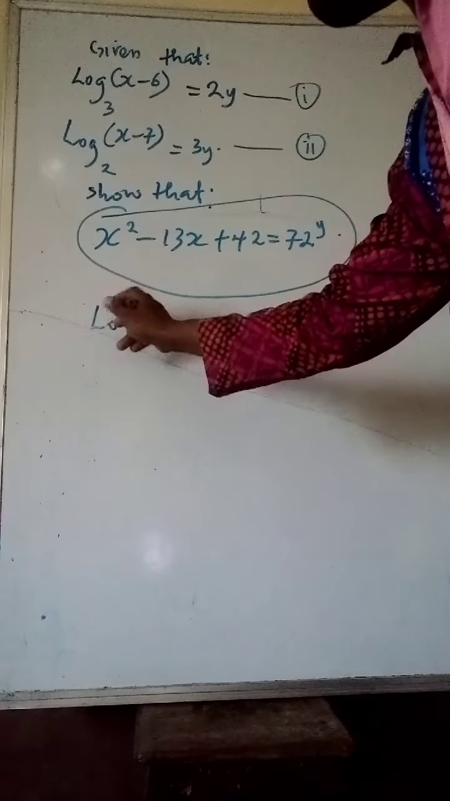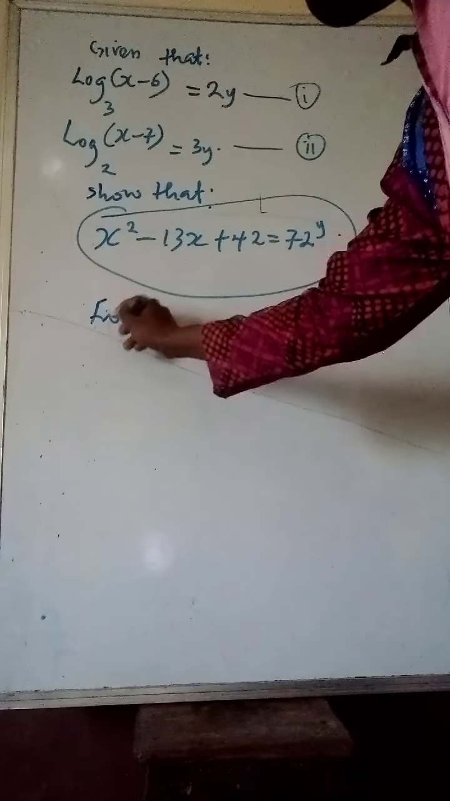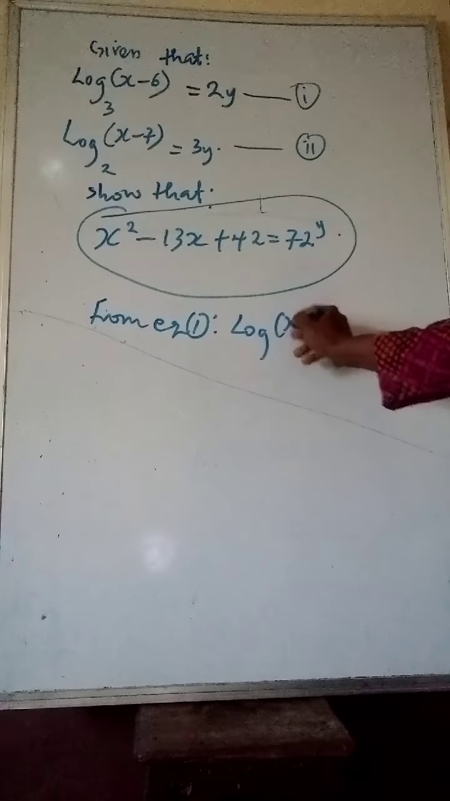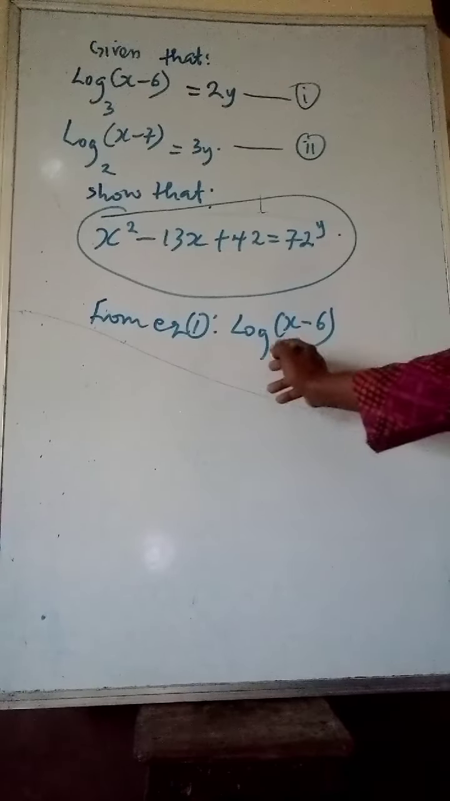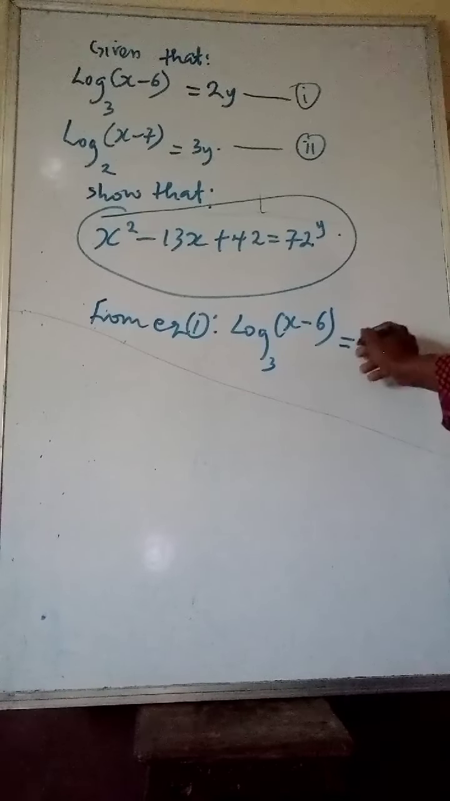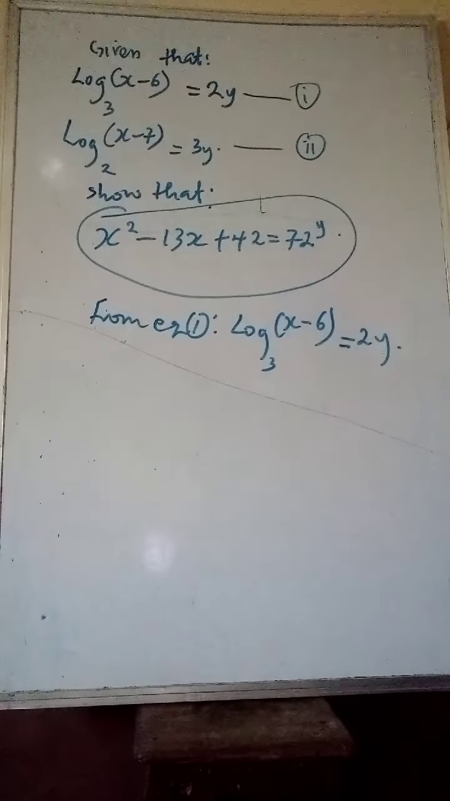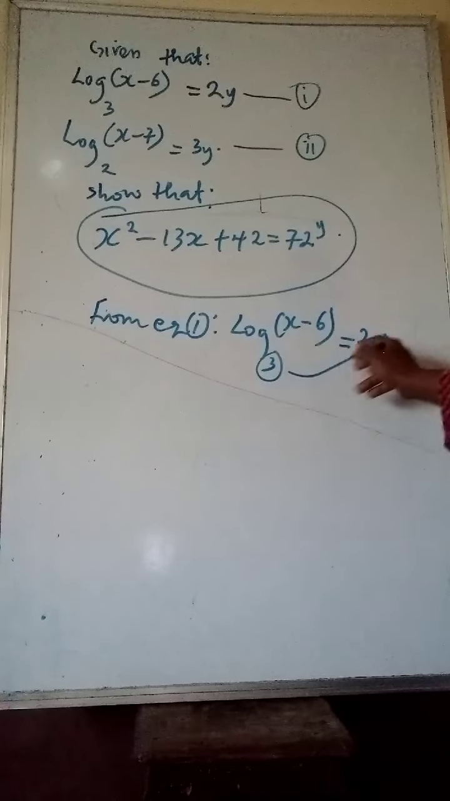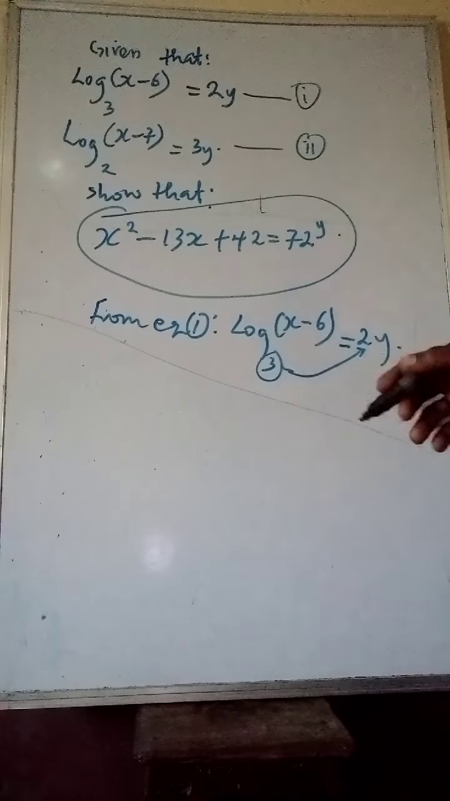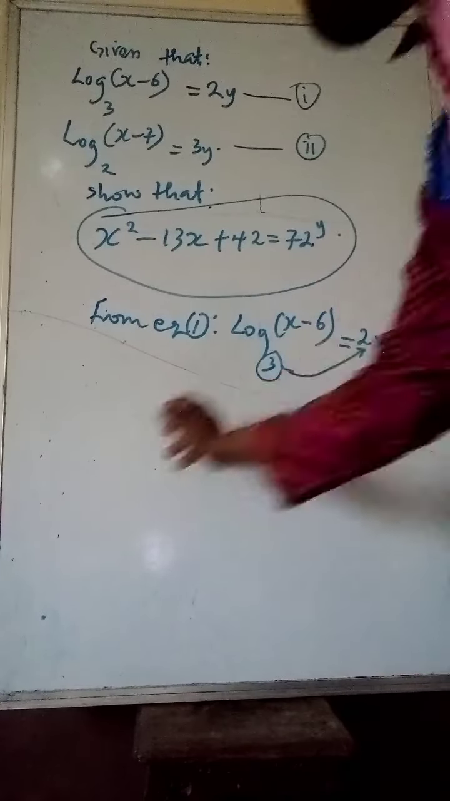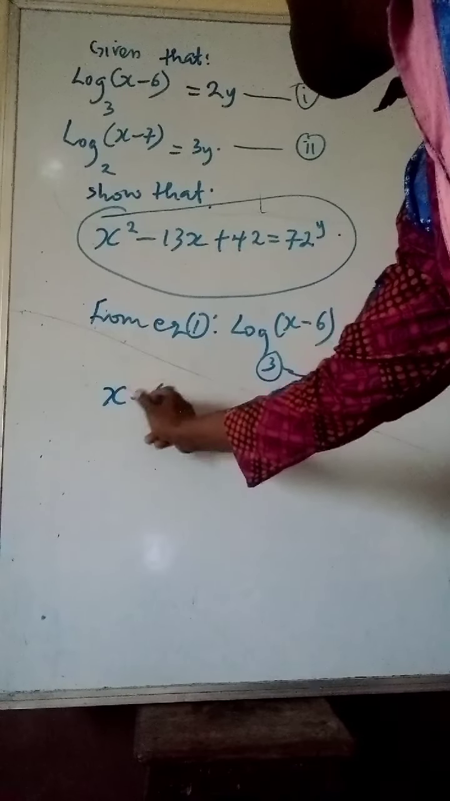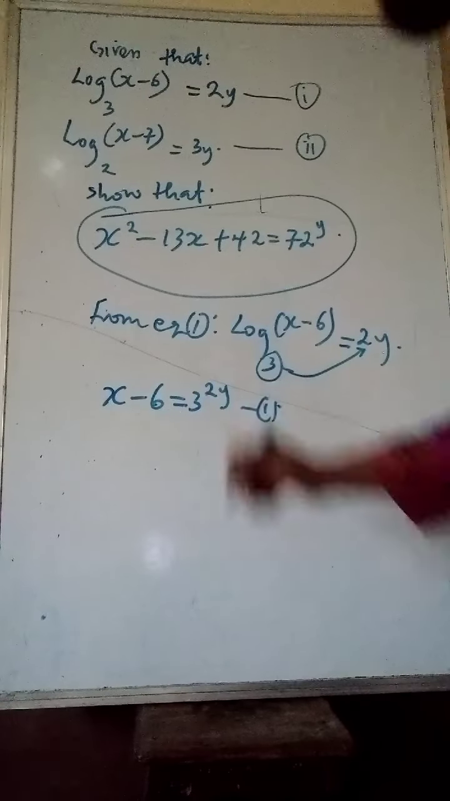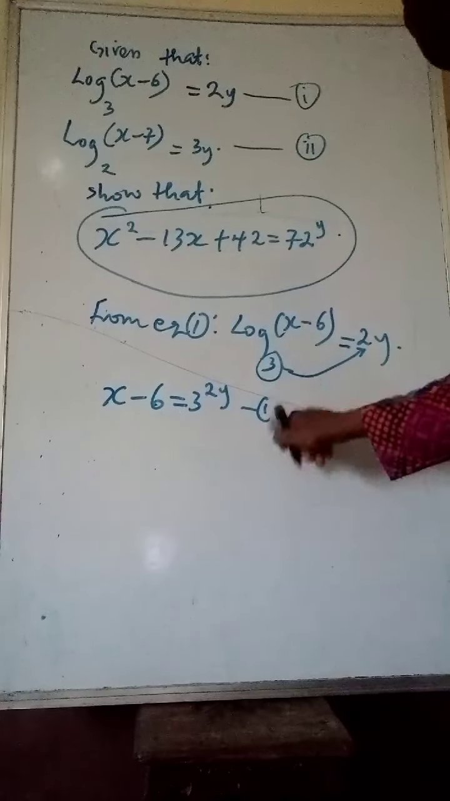Log from equation 1: log of (x minus 6) to base 3 equals 2y. One of the laws of logarithm says that the base to the logarithm will carry this other side as a power and the logarithm will disappear. So that means I'm going to have x minus 6 equals 3 raised to the power of 2y. Let me call that one equation 3.